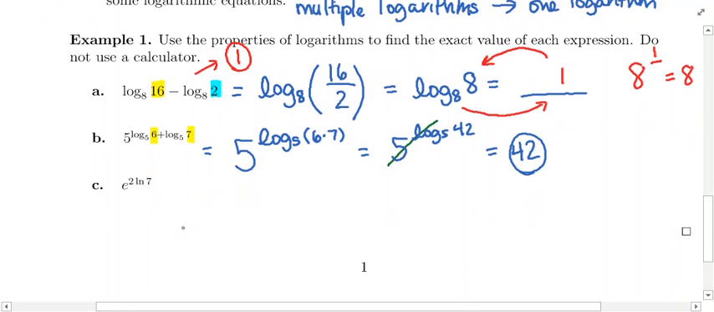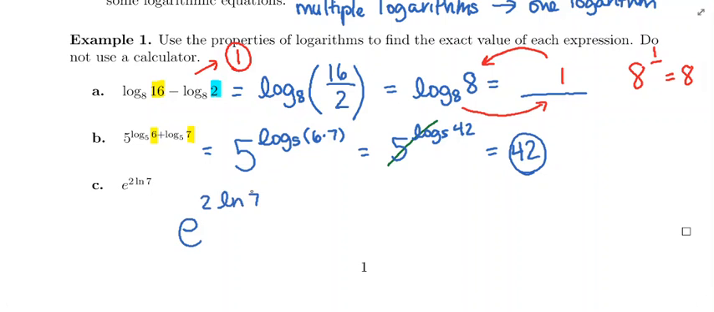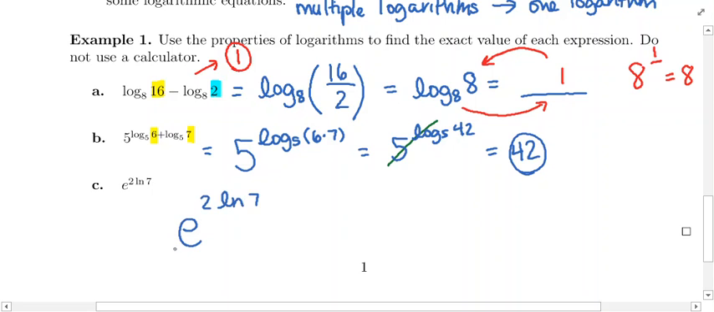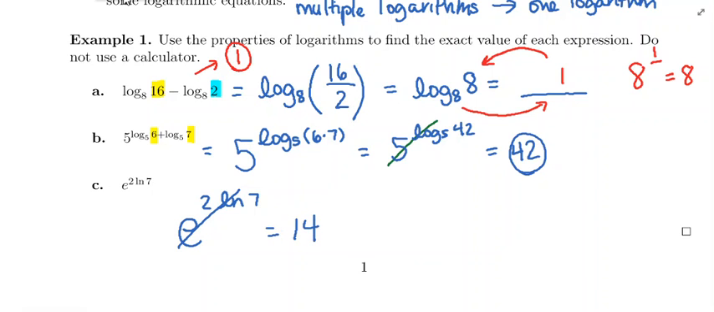In part C, we have e raised to a power. The power is 2 times the natural log of 7. Let me write this a little bigger. Again, we know e and natural log are inverses. If they're side by side, they cancel. So you might be tempted to say they're going to cancel and this is going to be 14. That's not what's happening here.